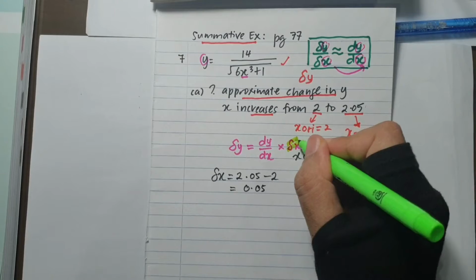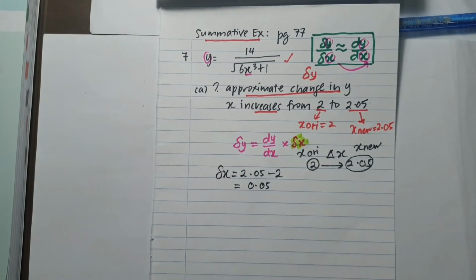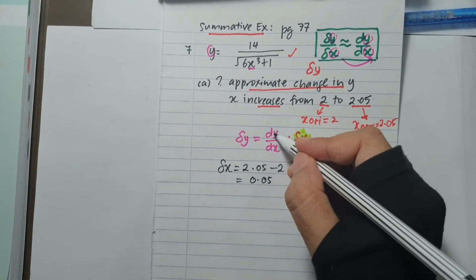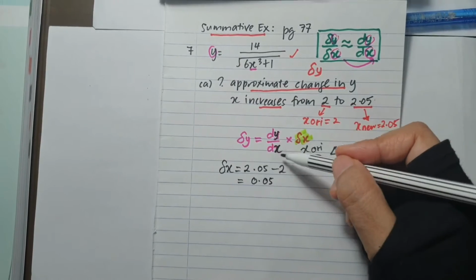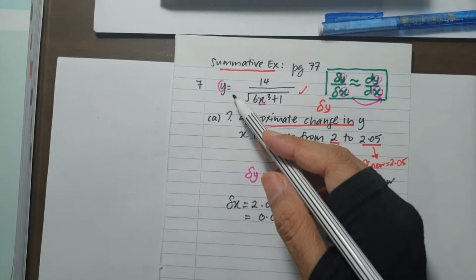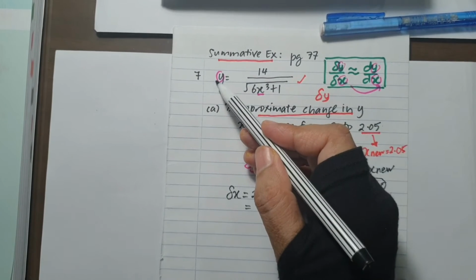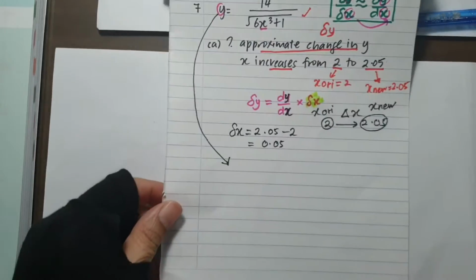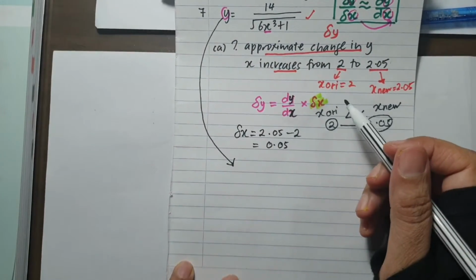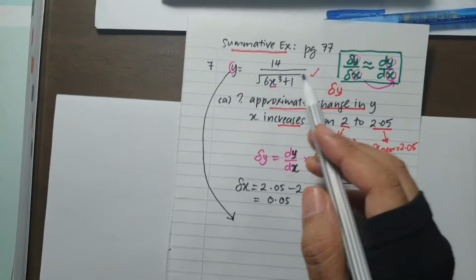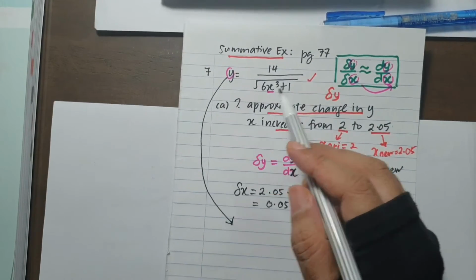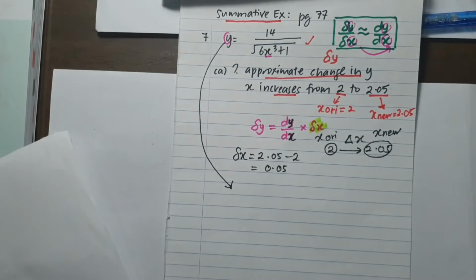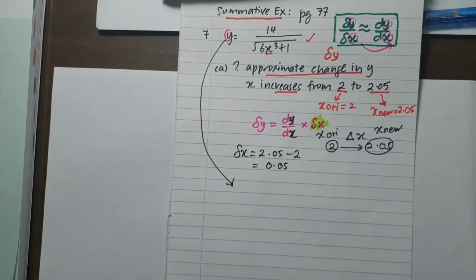You found it already. Next, you need to find dy by dx. Since dy by dx means the equation will be y in terms of x, of course we use the given equation here. From here, let's find the dy by dx function. Since this is a composite function, and I already told you before, if you have a square root, always write it in the form of a fractional index.